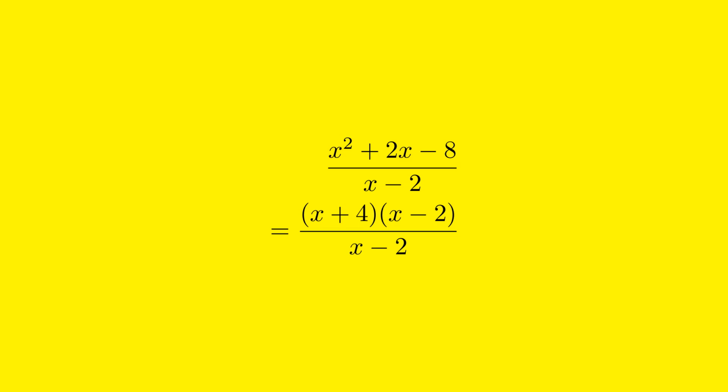So we can rewrite x squared plus 2x minus 8 as the product of x plus 4 and x minus 2. Therefore, the numerator x squared plus 2x minus 8 can be written as x plus 4 times x minus 2.